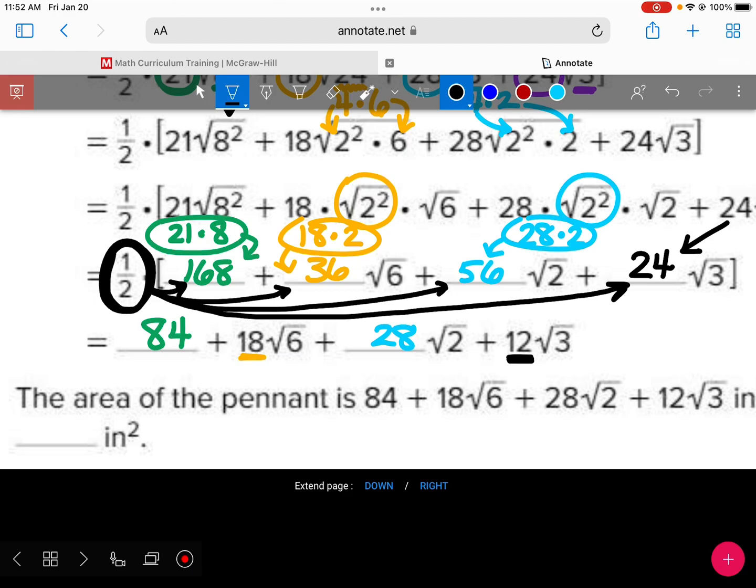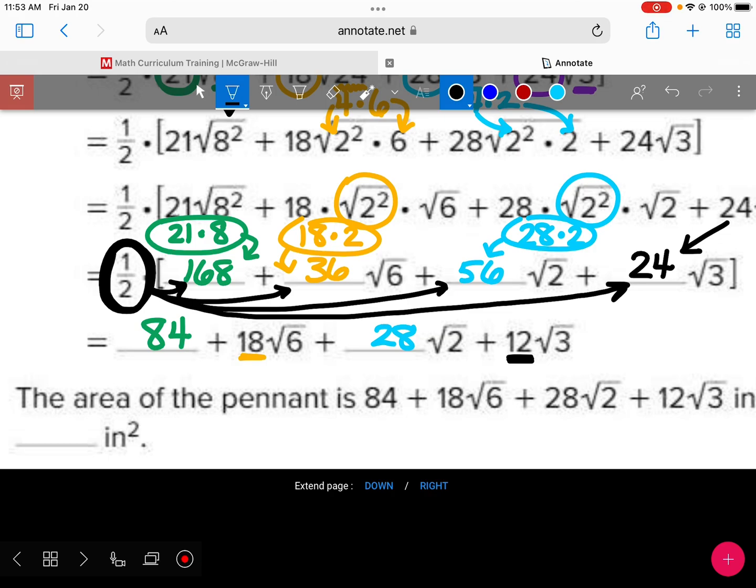No. Does my third term have a radical? What's the radicand on my third one? 2. Does it have a like term anywhere in here? No. What's the radicand on my last term? 3. Does it have a like term in here anywhere? No. So that would be my final answer.